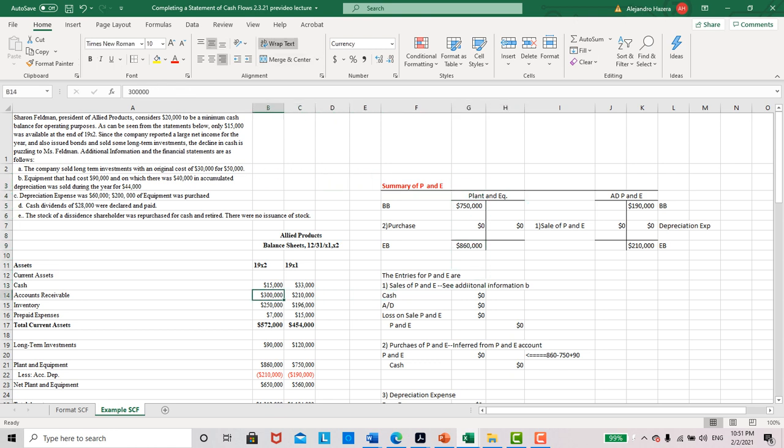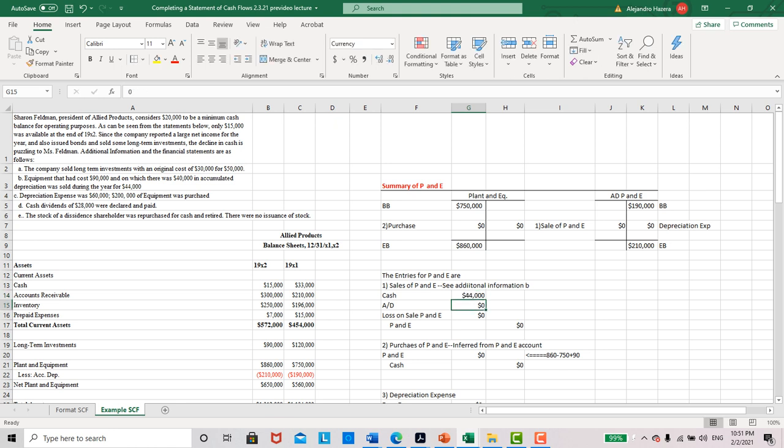Okay, if you read this, the entry B here, it says, equipment that had cost $90,000 and on which there was accumulated depreciation of $40,000 was sold during the year for $44,000. So here's what they're telling you. They're telling you, number one, the equipment was sold for $44,000.